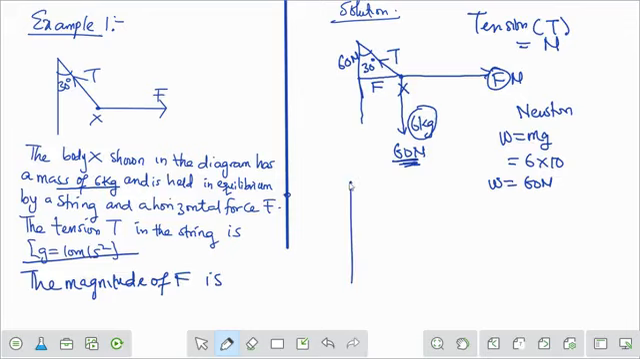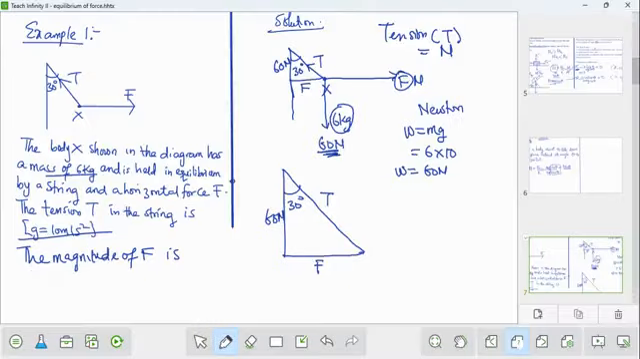Let me draw it very large. So it's too large, but let's do it fair. So now we have what? 30 degrees here. We have 60 Newton here. We have the T here, and we have the F here.